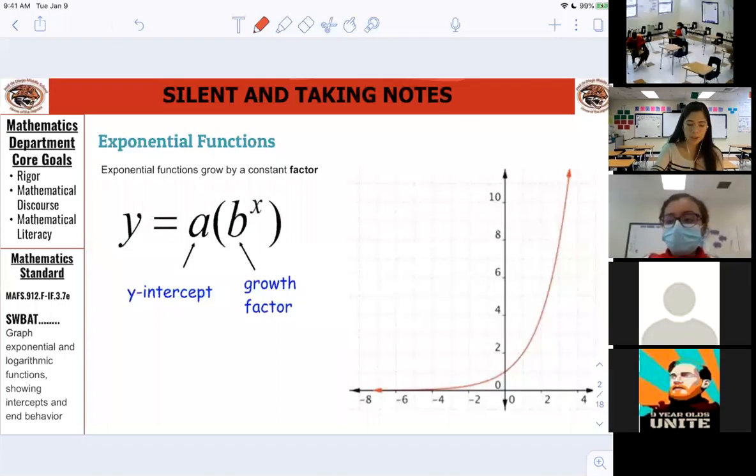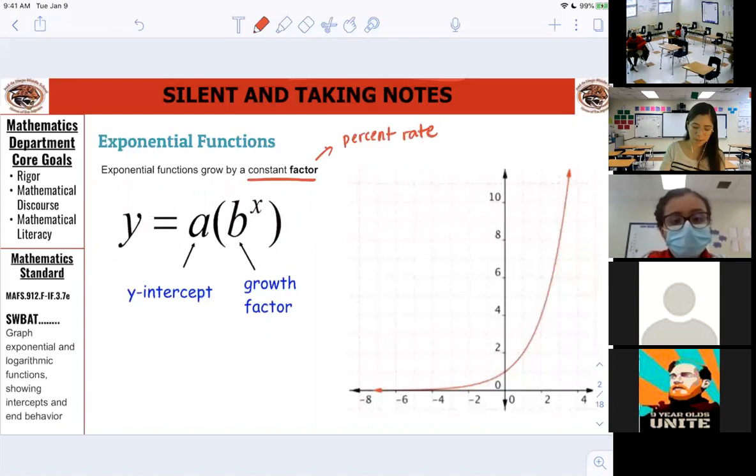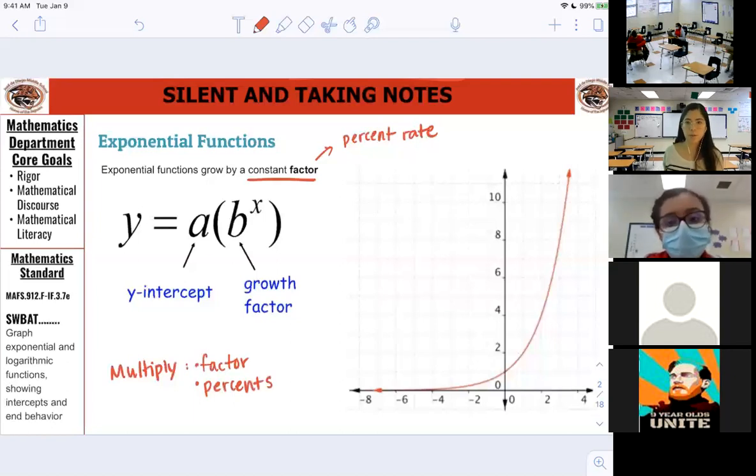And let's begin. So an exponential function has to grow by a constant factor, which we also call a percent rate. Because remember, at the end of the day, we're multiplying. And when you multiply, there's a few different key words that we use for multiplication. We know that factors are multiplication, and we know that percents are multiplication. So both of those would be multiplication.